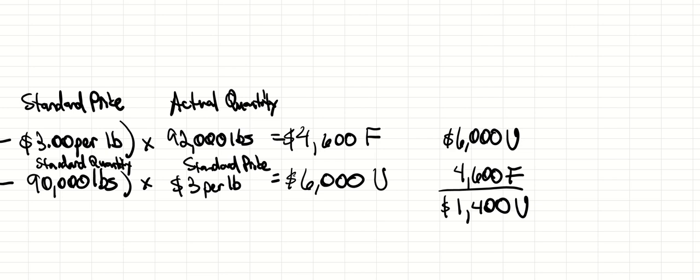So since $6,000 unfavorable is greater than $4,600, which is favorable, because that number is greater than 4,600, that's going to be 1,400, and it's going to be an unfavorable variance. And this is going to be our total direct material variances, or direct material variance. We're just combining them, that's it.